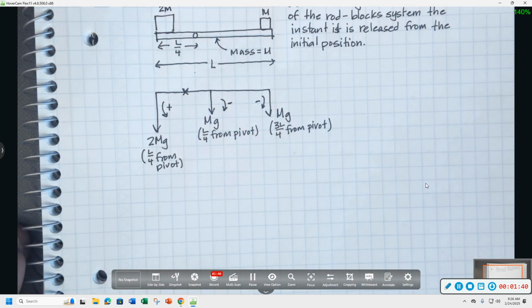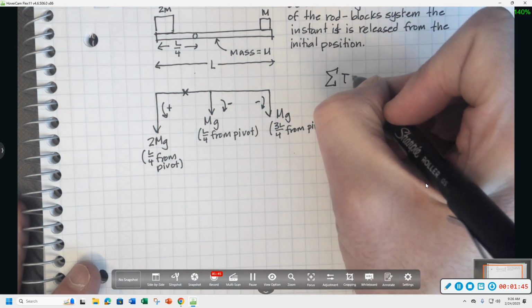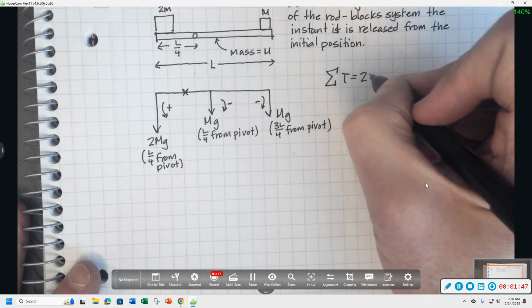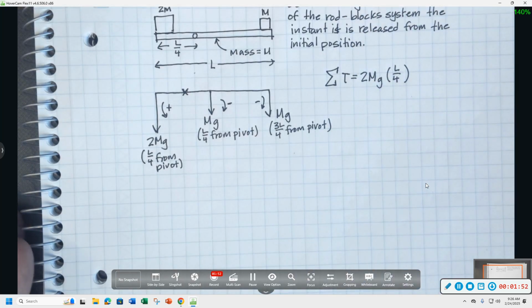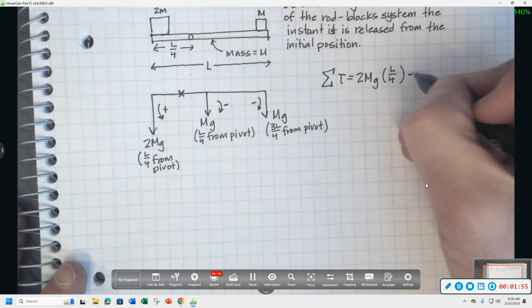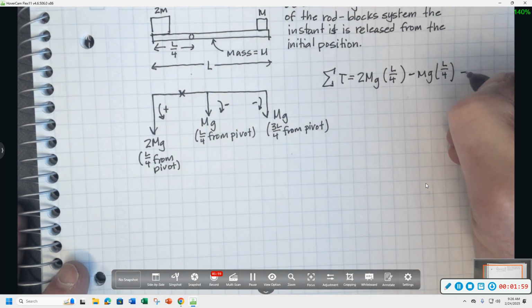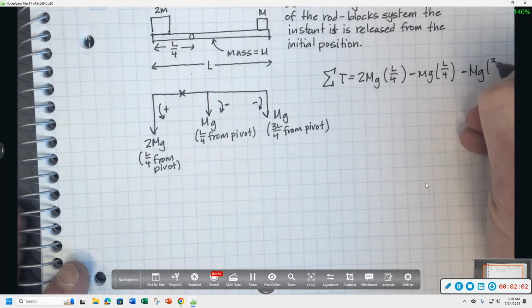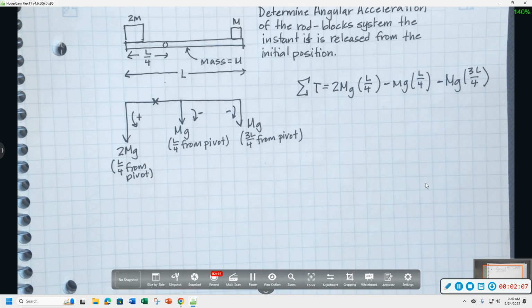Okay, so if we're looking at the sum of the torques, we're going to have 2mg times L over 4. We're going to have minus mg L over 4. And then minus mg 3L over 4. The same thing we were doing last week, except last week we were able to say that they were equal to 0 because it was an equilibrium.